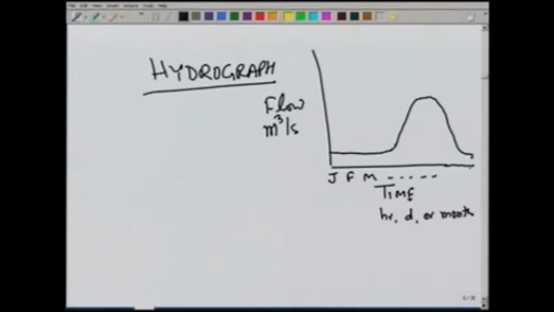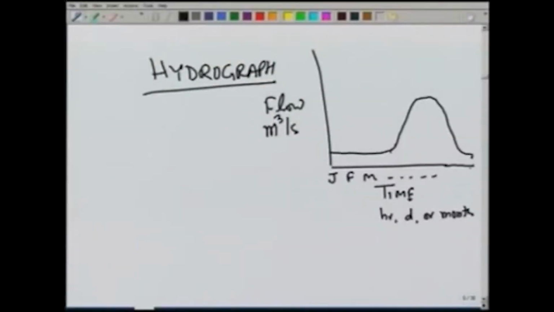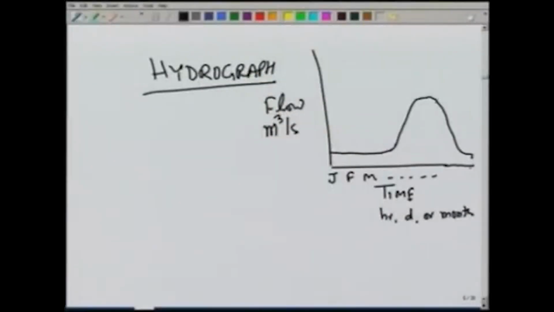It is very important to know the hydrograph because it will tell us what is the maximum flow in the stream, what is the minimum flow in the stream, and both these are very important because the maximum flow will affect the design of any flood control works. The minimum flow will affect the storage requirement, or whatever water we can take out of the river on a consistent basis. So, both these are very important. What is the minimum flow, what is the maximum flow.